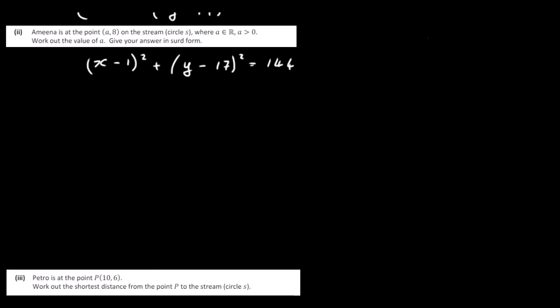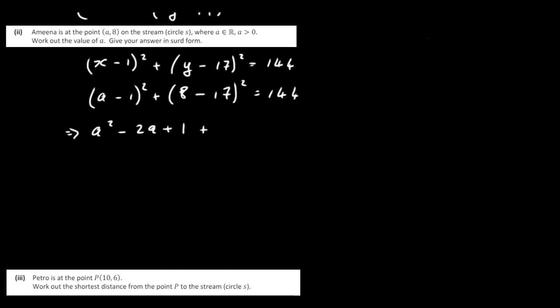We know that Amina is at the point (a, 8) on the circle, so all we've got to do is put in a instead of x and put in 8 instead of y. Work all this out, solve for a, and that should work for us. So here we get a squared minus 2a plus 1, plus, here we have 9 is the difference, so it's 9 squared, which is 81. It's plus because it's squared, and then we have 144 over here. Let's just bring everything over to one side. We've got a squared minus 2a, then it's plus 1 plus 81 minus 144, so that's minus 62, is equal to 0.